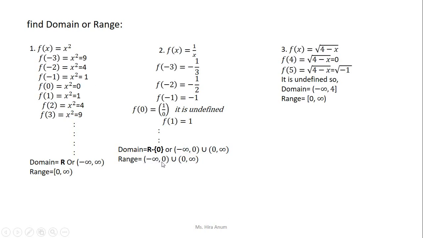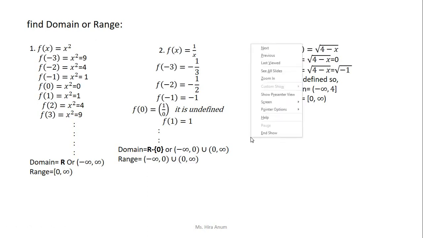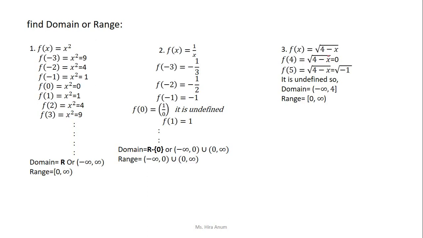The range is also minus infinity to 0, union 0 to infinity. And now this is the function: radical of 4 minus x. If we put 4, then it equals 0. If we take 5, then 4 minus 5 makes radical of minus 1, which is also undefined. It is also not good for our function. So we cannot take minus 1 in the radical.